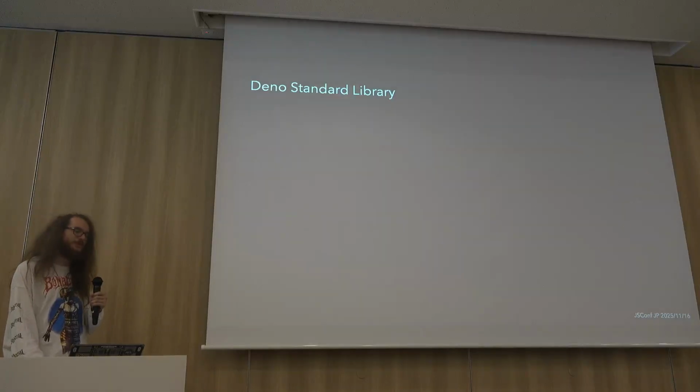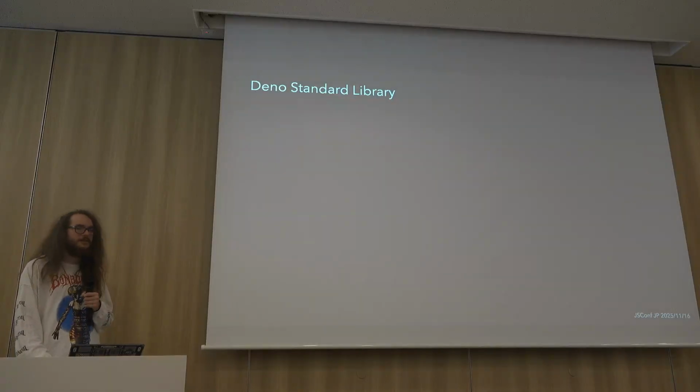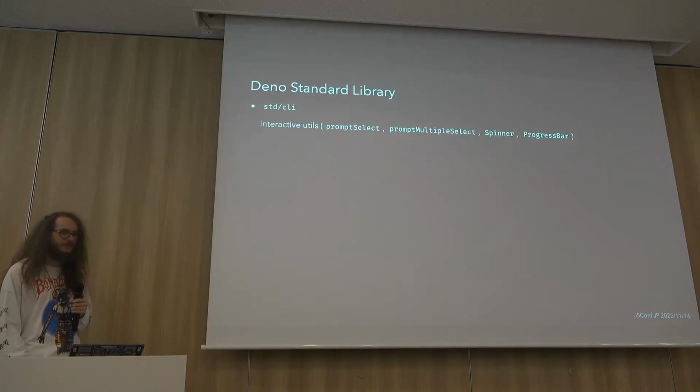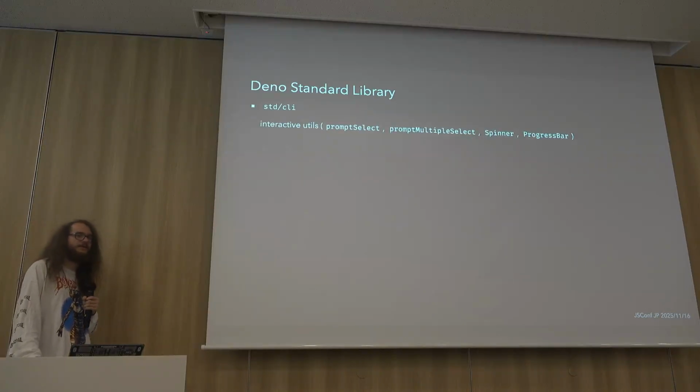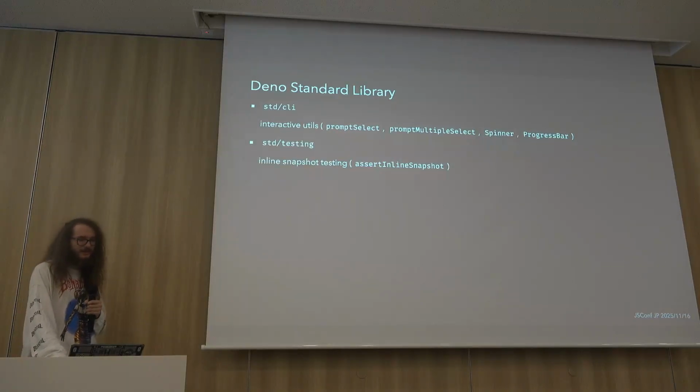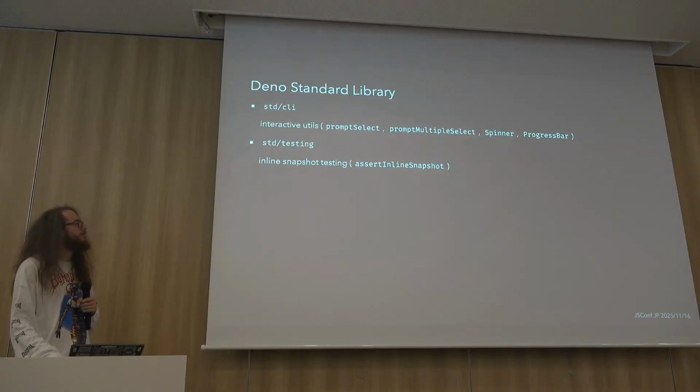Now, on another topic, this is all in Deno itself, but there's also the Deno standard library. It was stabilized in 2.0, but since then we added quite a bunch of new things. For example, the standard library CLI module now has interactive utilities, so you can do prompting and select prompting, spinners, progress bars, and I think there's a few more that are not stabilized yet. Then we have testing: snapshotting has been added as well, built-in native inline.